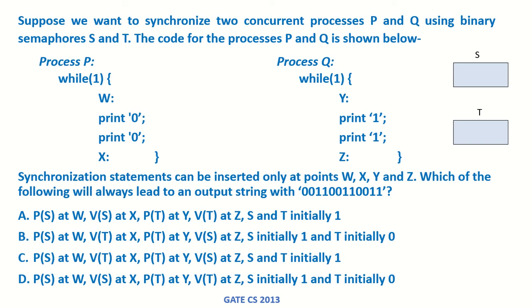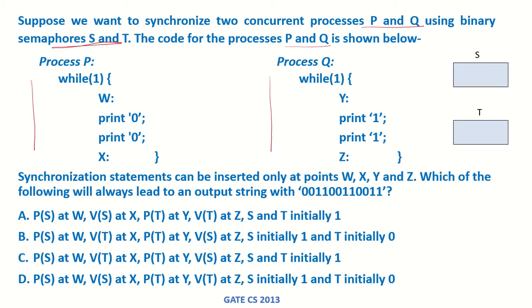Suppose we want to synchronize two concurrent processes P and Q using binary semaphores S and T. The code for the processes P and Q is shown below. So this is the code for process P and this is the code for process Q.